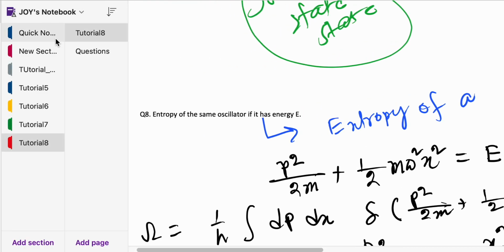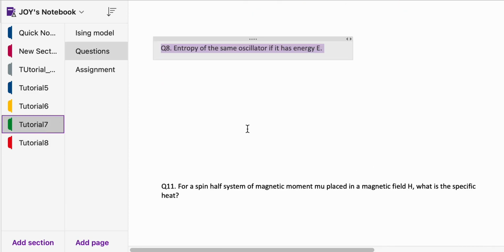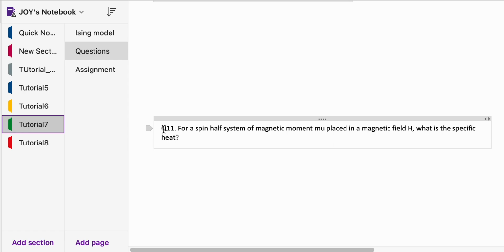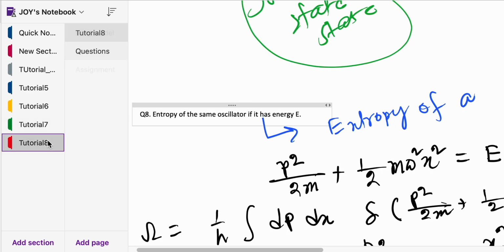Now move toward the next question. This will be the last question for this tutorial. Question 11.